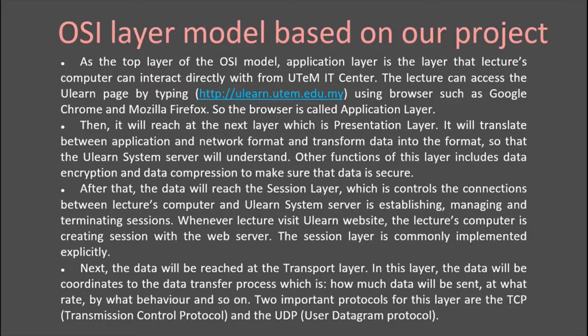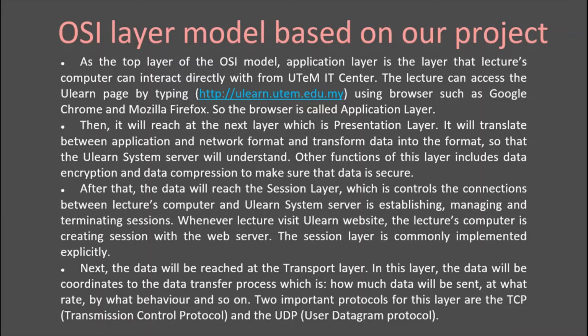Then it will reach the next layer, which is the presentation layer. It will translate between application and network format and transform data into the format so that the ULAN system server will understand. Other functions of this layer include data encryption and data compression to make sure that the data is secure. After that, the data will reach the session layer, which controls the connections between the lecturer's computer and the ULAN system server by establishing, managing, and terminating sessions.